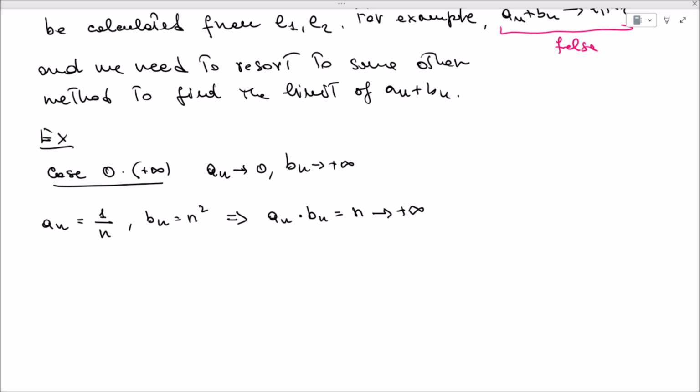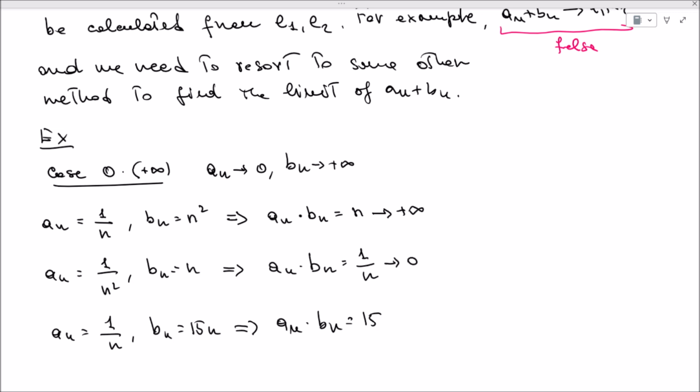Again, let's consider an equal to 1 over n and bn equal to, for example, 15n. In this case, the product an bn is just constantly equal to 15, so clearly this will remain 15 also in the limit.